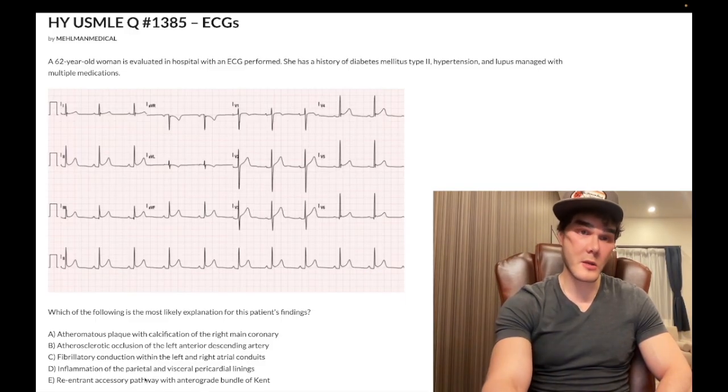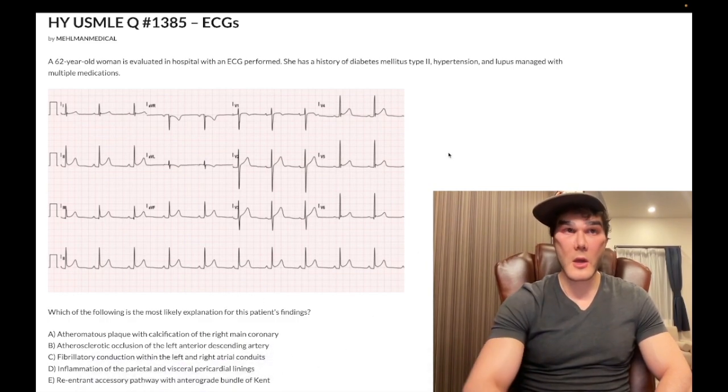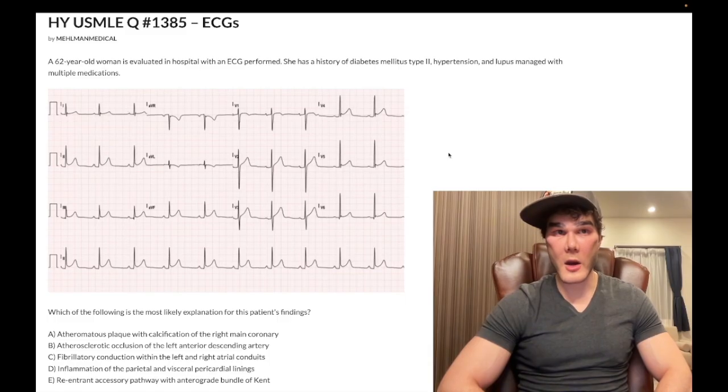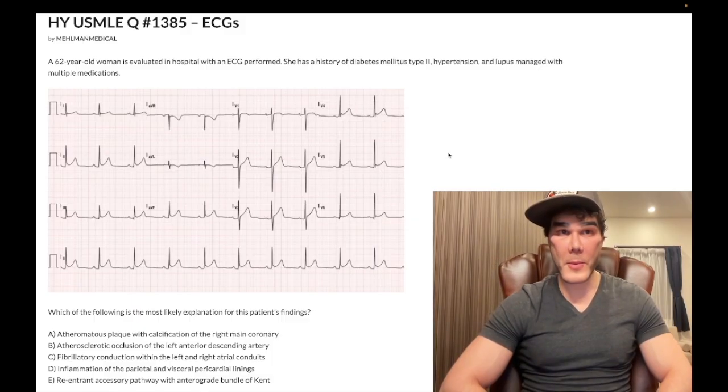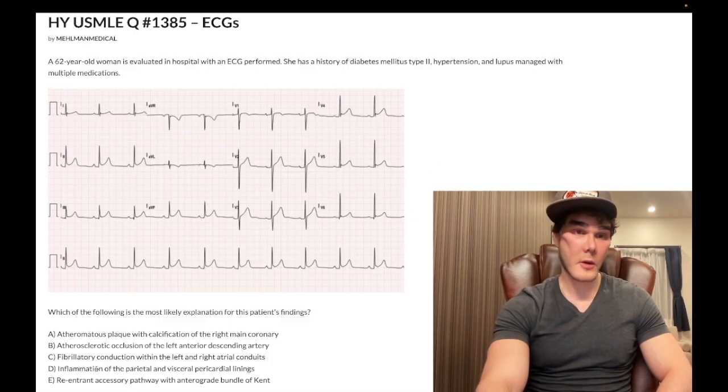Choice C, Wolff-Parkinson-White, wrong answer. So it's just an accessory pathway. It can be anterograde or retrograde. And the only thing you've got to know for Wolff-Parkinson-White is that you have the delta wave, right? So that's going to be a slurred upstroke of the QRS complex with a shortened PR interval. Wrong answer.